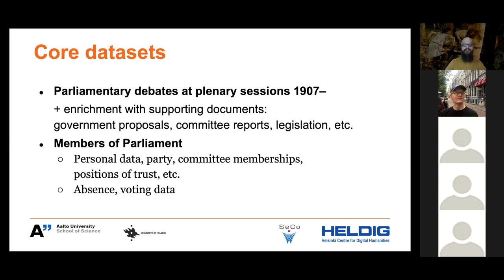So as Päivikki told, there is this personal data that's available at the Open Data Service. So for example, the birth years or birth dates of the parliament members, the parties in different times which they have been members of, the different committee memberships, positions of trust, and so on and so on. And here, once again, we are interested in linking this member data to other data sets. For example, in Biography Sampo, we have some biographies of members of parliament and so on. And also the absence and voting data might be interesting to link here.